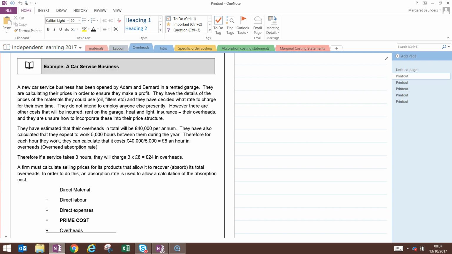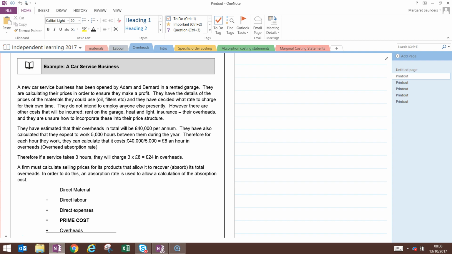So we're going to look at an example which illustrates this. This example is based on a car service business. So a new business has been opened by Adam and Bernard in a rented garage. And they're calculating their prices in order to ensure they make a profit. So they already have the details of the prices of the materials that they could use. So for example, the price of the oil, the price of filters. And they've already decided what labour rate to charge for their own time. They don't intend to employ anybody else.